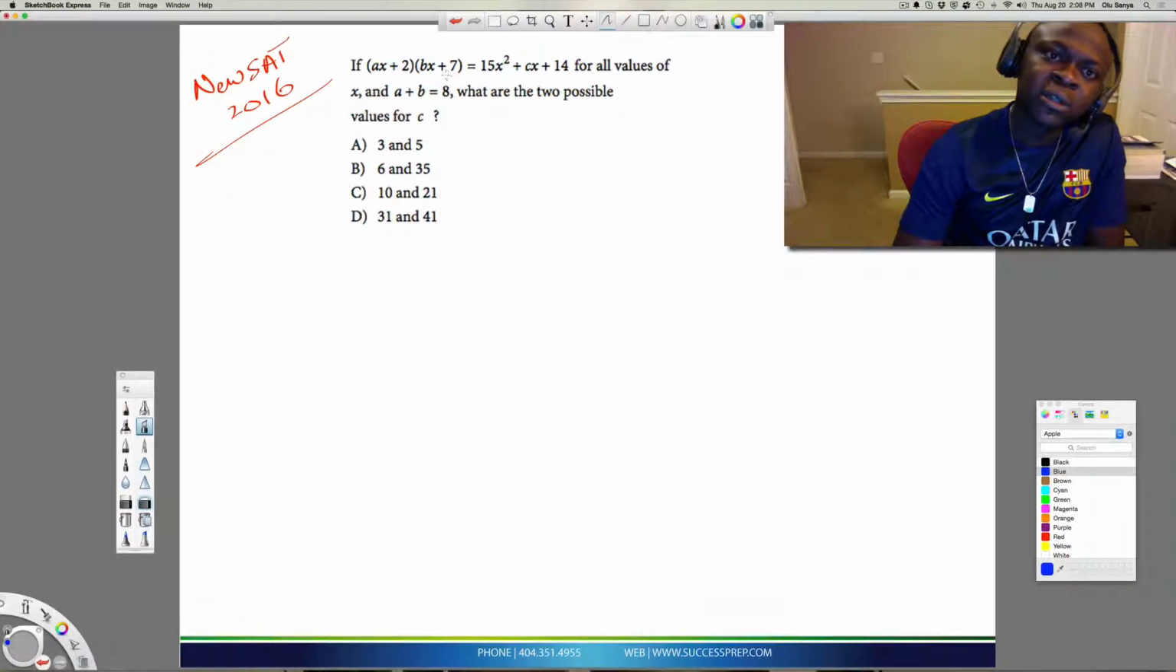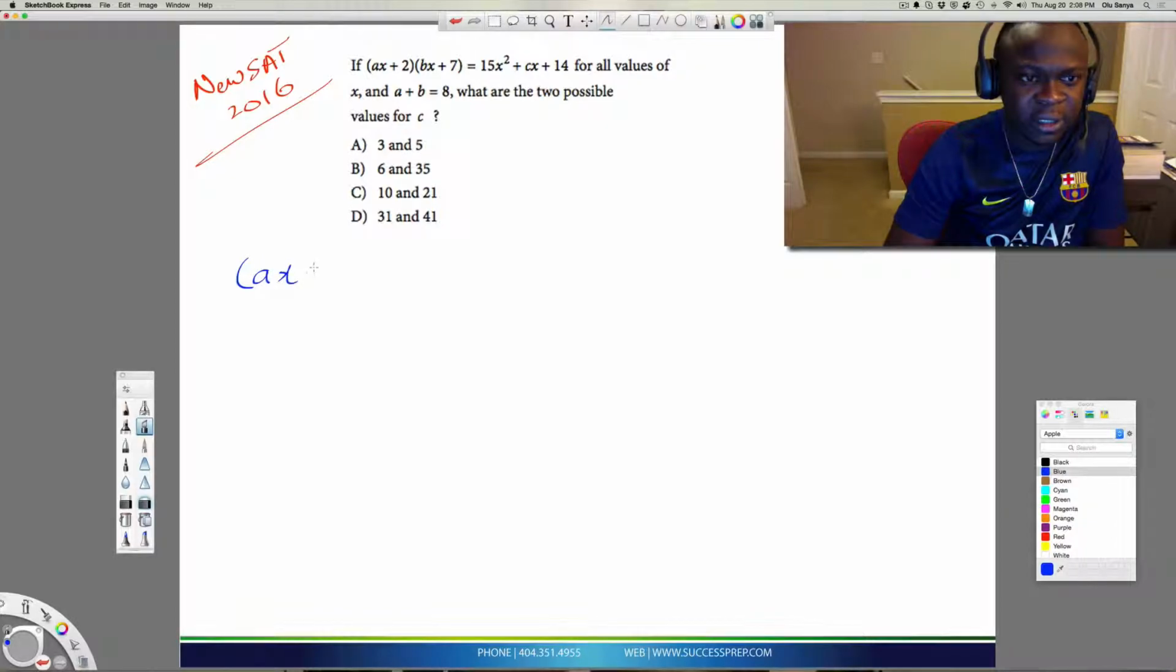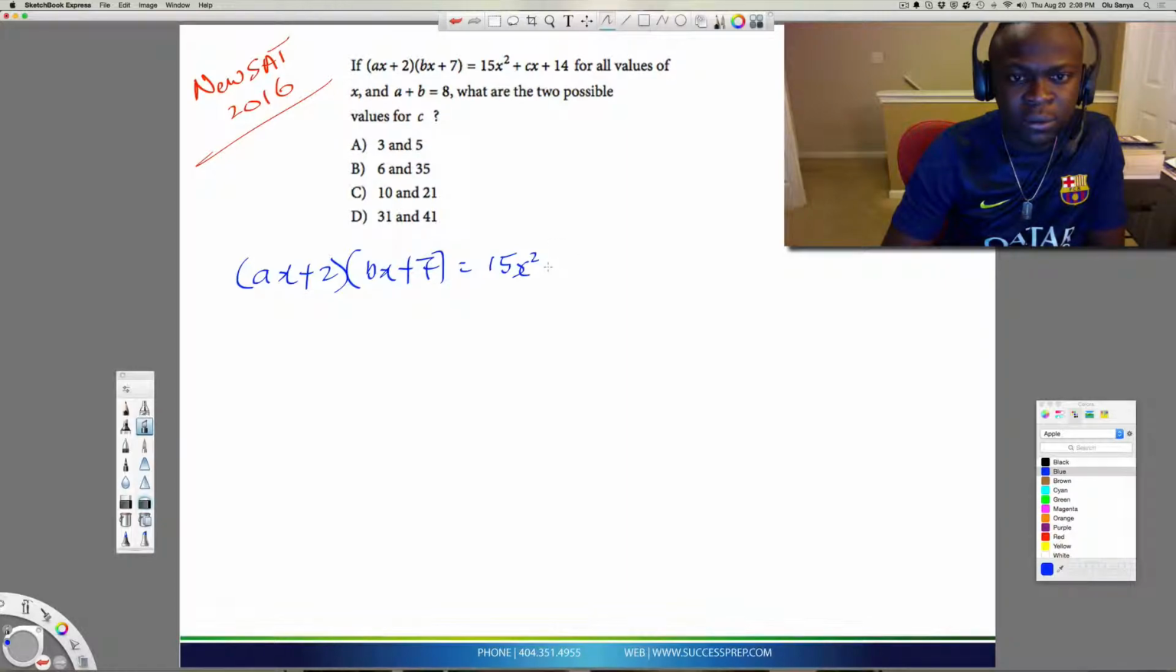So if you take a look at this, you notice something very interesting here. You see these two parentheses, ax plus 2 and bx plus 7 on the left side, and they're saying that is equal to this side. Well, anytime you see this in math, just go ahead and process that left side. We're going to multiply through using the process called foiling. So 15x squared plus cx plus 14.